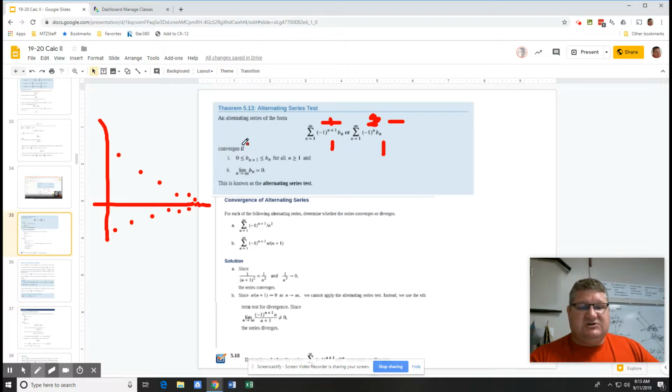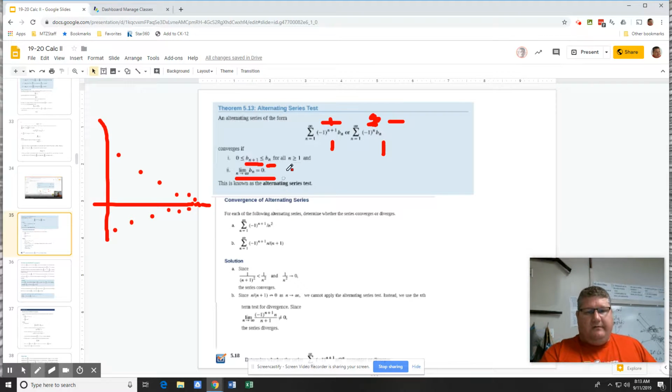Now, there's some conditions. Number one, if the next term is greater than 0 but less than the previous term, so the key here is they're getting smaller for each term. That's part of the key. So the difference between the terms has to keep getting smaller. And as long as the limit is 0, well, why would the limit have to be 0? Well, okay, that one would already be easy to determine. So that's why it's called alternating series.